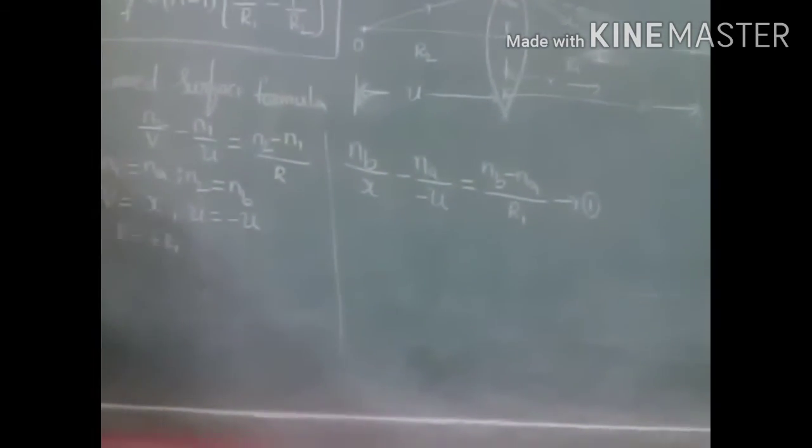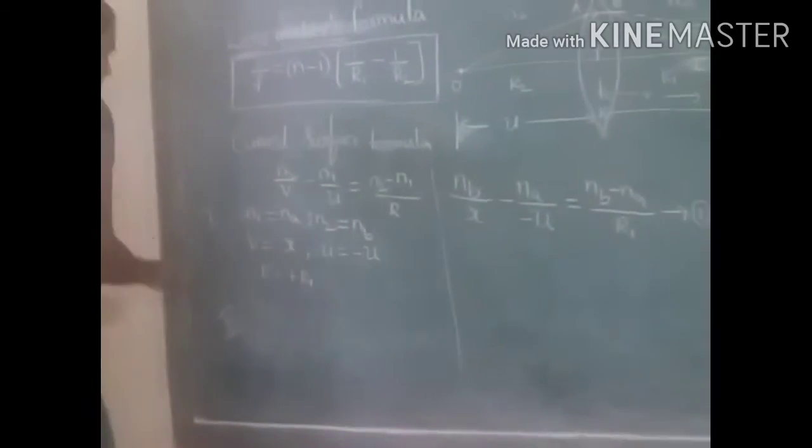Similarly, we apply the same curved surface formula for the second surface. This is for the first surface. Similarly, for the second surface, N1 means NB.